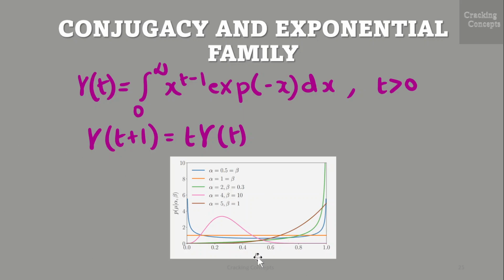This is an example of beta distribution for different values of alpha and beta.